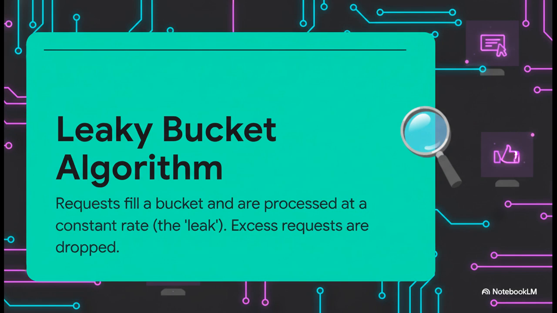Now, the other classic approach is the leaky bucket algorithm. For this one, think of incoming requests as water pouring into a bucket that has a tiny hole in the bottom. Your API processes requests at the constant steady rate of that leak. If requests pour in faster than the leak, they just queue up in the bucket. And if the bucket overflows, new requests get dropped. The key here is that the output rate is always constant and totally predictable.